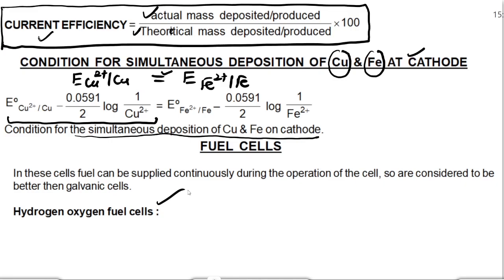Is there need to cover those reactions? No, sir. Just try them, but just keep in mind these two. These are the means current efficiency, I hope you know, but this one part, condition for simultaneous, if there is a question related to that two metals are simultaneously deposited at any electrode, so keep in mind their electrode potentials, reduction potential should be equal.